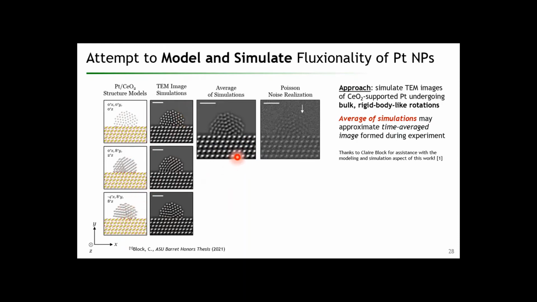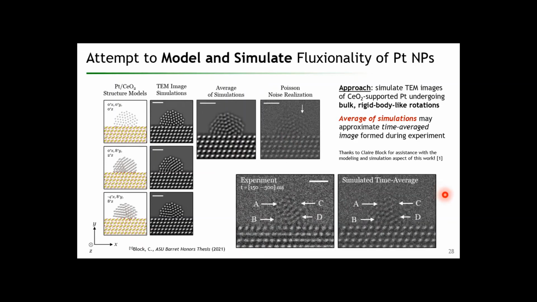Our guiding hypothesis is that if we average those simulations together, then we might get something approximately like the time-averaged image that we would take during an experiment, where structures are undergoing multiple reconfigurations during one acquisition. So here's the average, and then we just simulate noise as well.